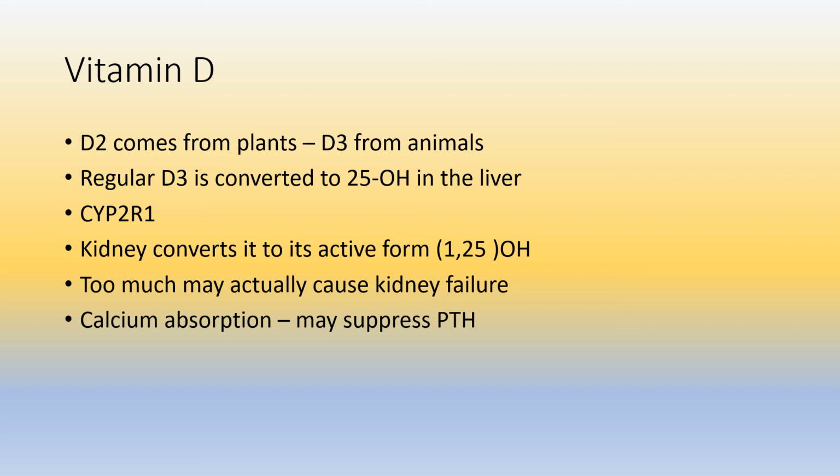This is why nephrologists are always testing this 1,25 version. When we test it, we tend to just test the 25OH, but the nephrologists, as they say, tend to do the other. If you give too much, you can actually cause kidney failure. You may cause thinning bones. There is concern about excess vitamin D, although not to everybody.